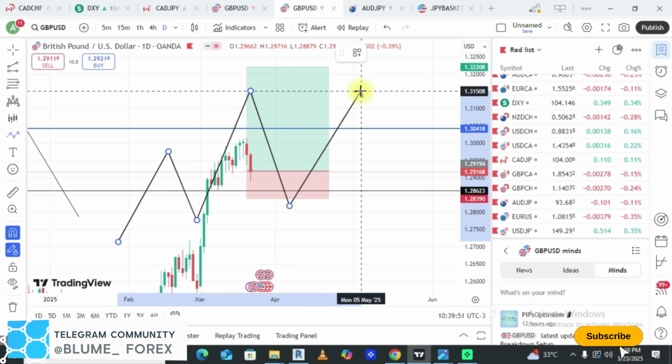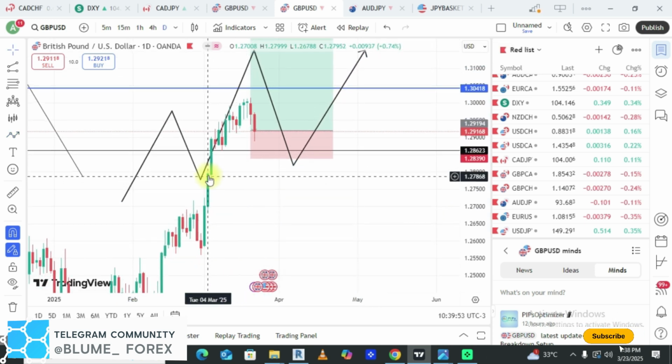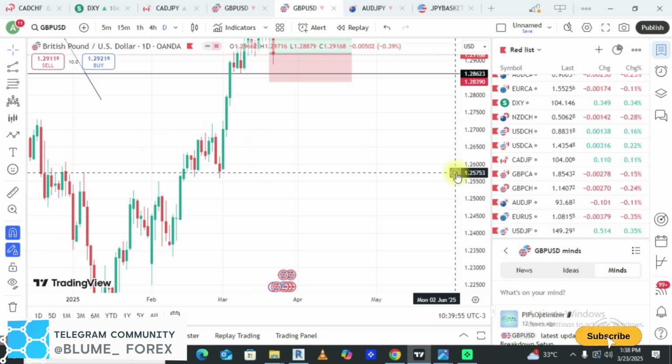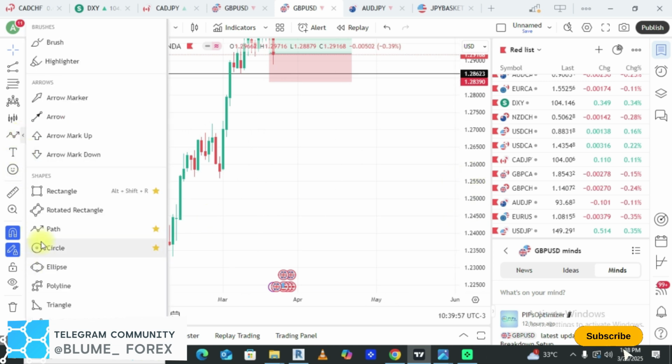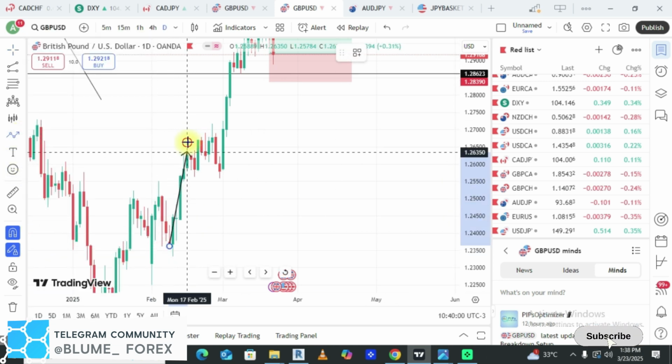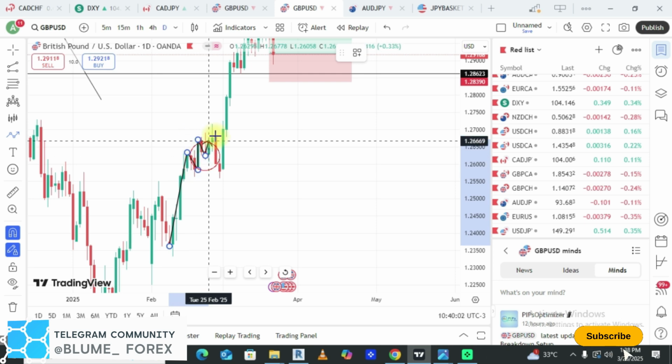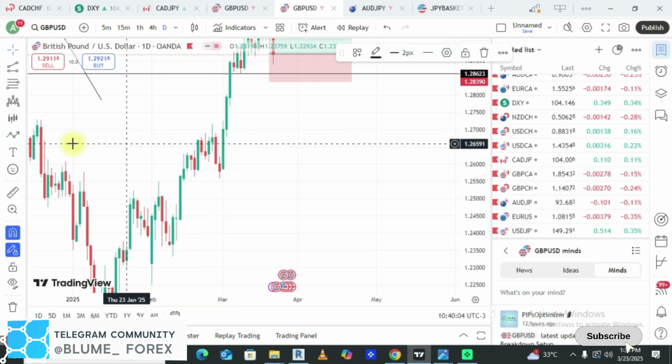I'll be using it to draw out the scheme of a structure. So it's like drawing out the path of a structure. Let's say we are pushing to the upside. We have this, we have this, we have this, we have this, we have this. So that's the use of the path too.